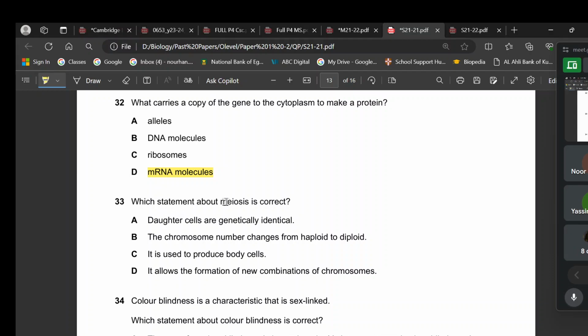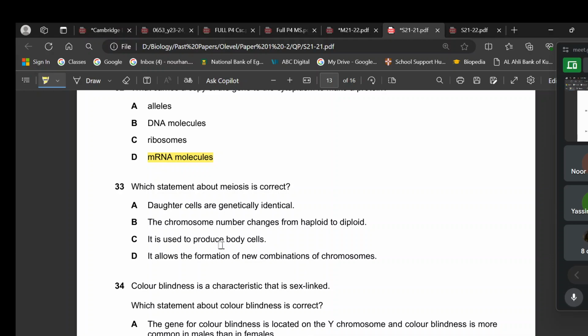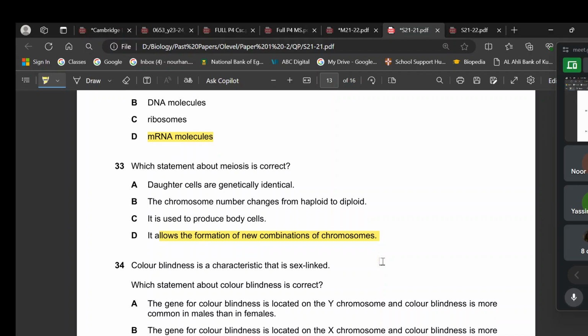Which statement about meiosis is correct? Daughter cells are identical? No. Chromosome number changes from haploid to diploid? No, it's the opposite. The cells are diploid and they are divided into haploid. Used to produce body cells? No, meiosis produces gametes. Allows the formation of new combinations of chromosomes. Yes, meiosis increases variation. New combinations during fertilization when the sperm and the egg cells fuse together. Okay.